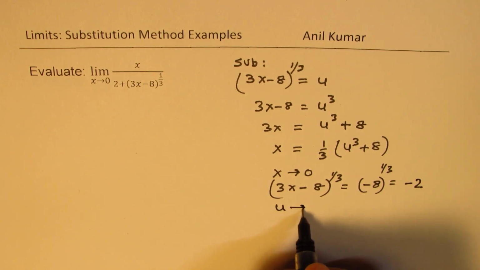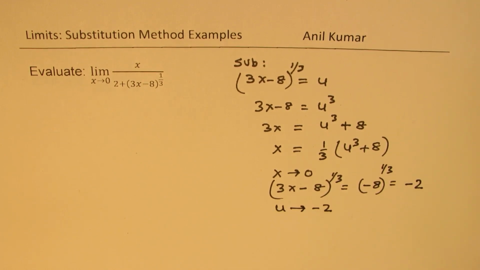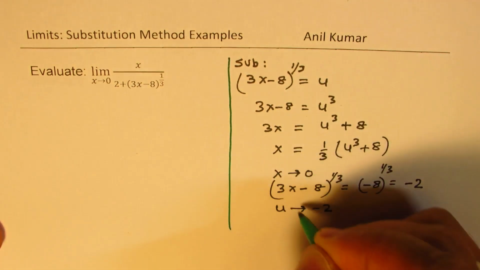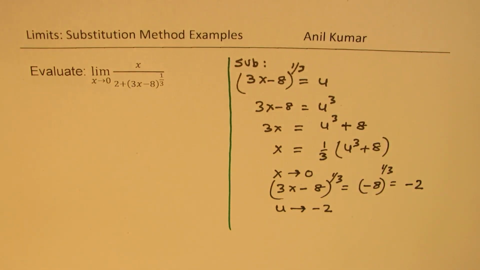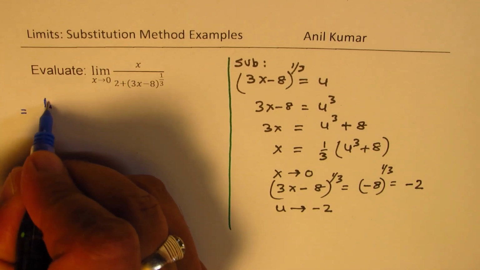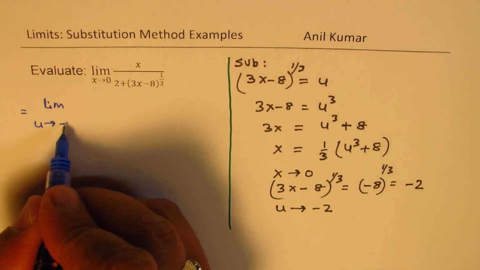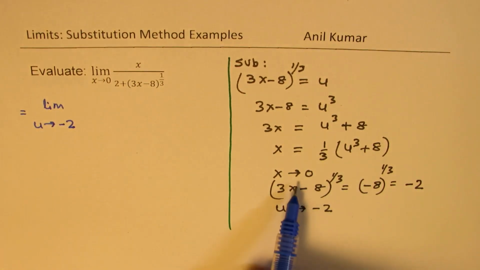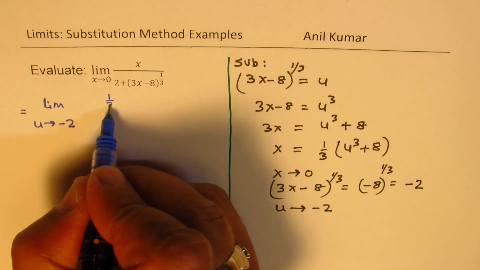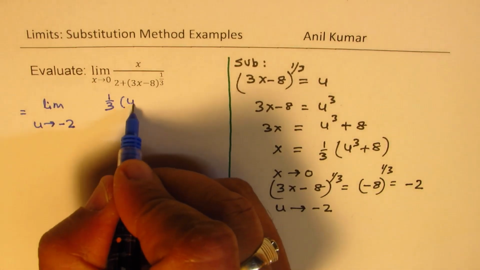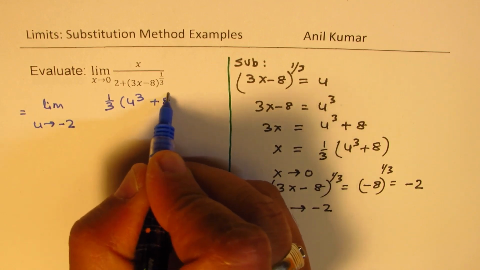So that means u approaches minus 2. Is that clear to you? So in this case, we have this kind of substitution. So let's make this substitution and then solve. So we get limit u approaches minus 2, and x value is 1/3 of u cube plus 8.